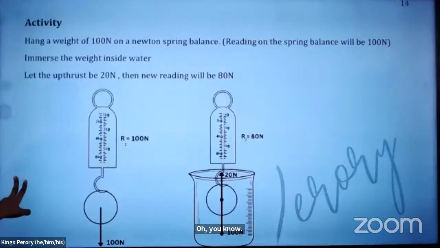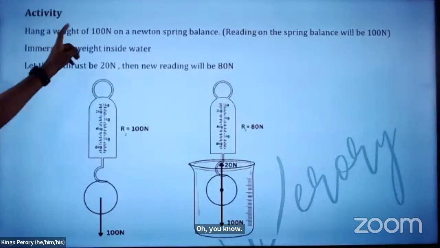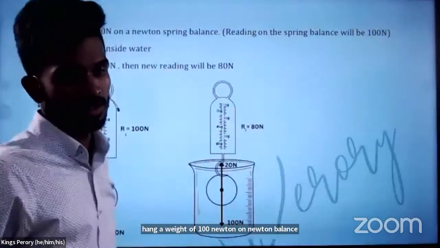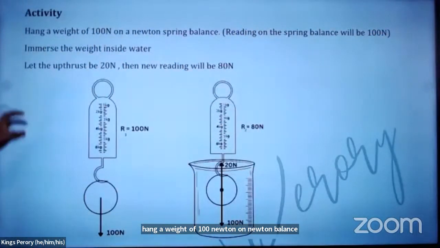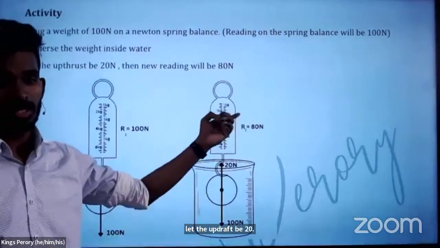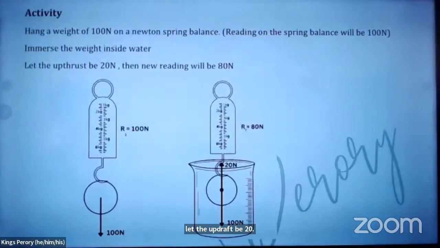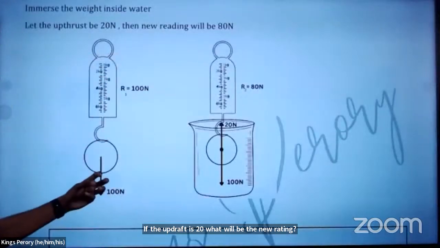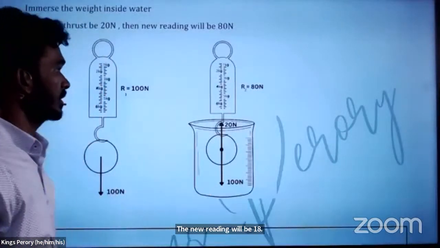Example is given. Hang a weight of 100 Newton on a Newton balance. Reading on the Newton balance will be how much? 100 Newton. Immerse the weight inside water. Let the upthrust be 20. If the upthrust is 20, what will be the new reading? 80 Newton. The new reading will be 80 Newton. Real weight is 100. Now the apparent weight is 80.